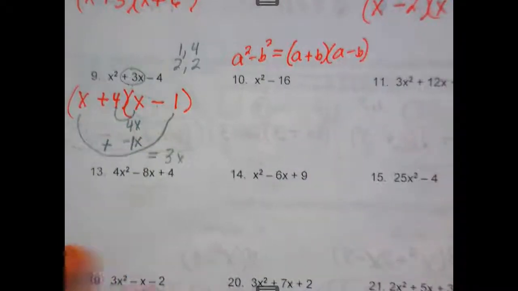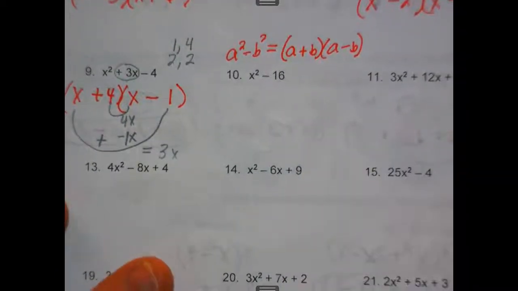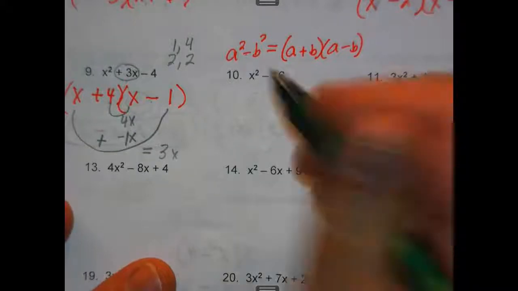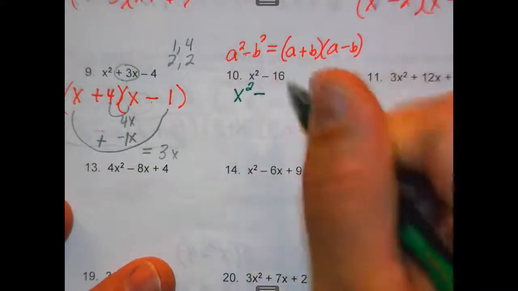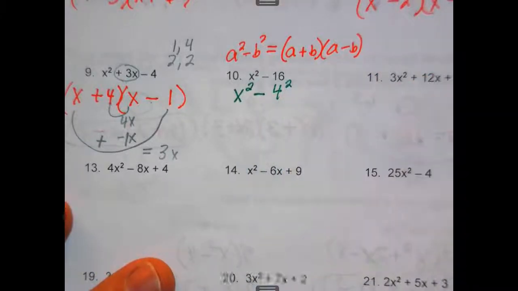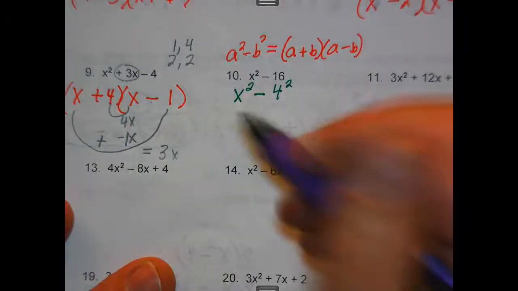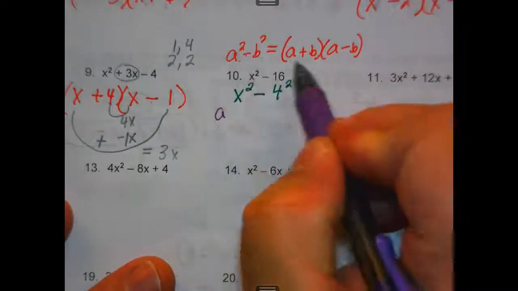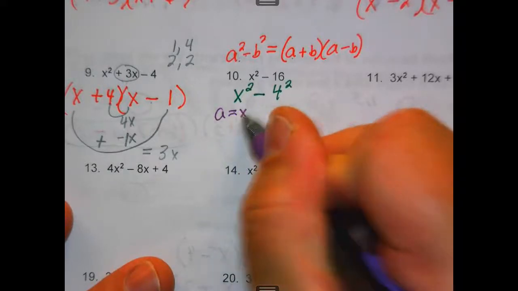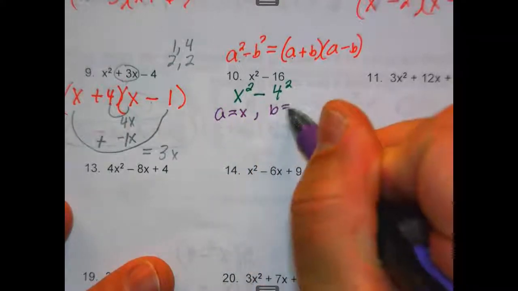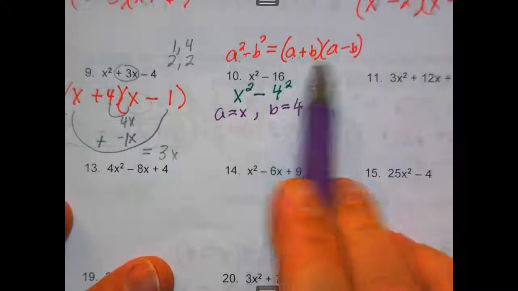Now, if it helps, make that 16 a perfect square. So in reality, I have x squared minus 4 squared. So what's my a? What's my a? This is squared. What's being squared? X. What's my b? The 4. The 4 is being squared. So all I have to do is plug it into my formula.